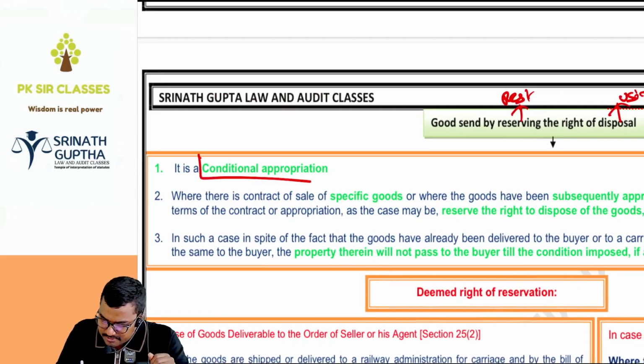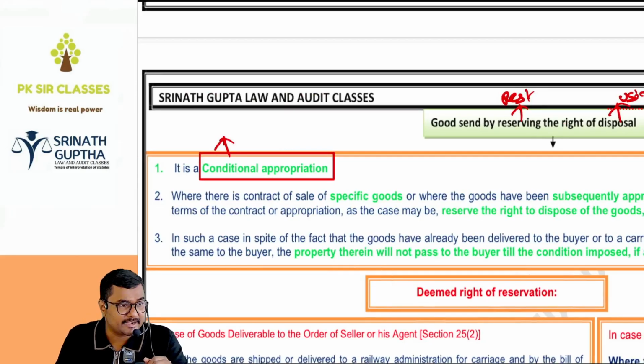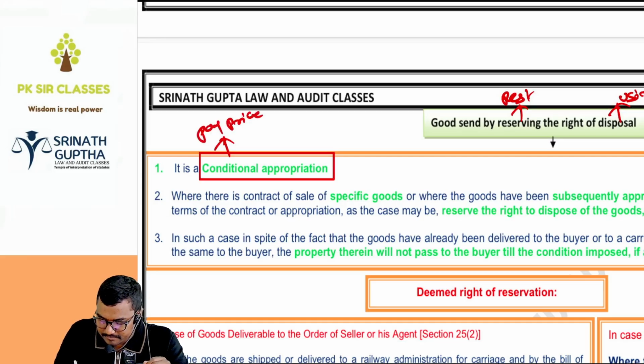Which appropriation? Conditional. What is the condition generally? Pay the price. Then only I will allow you to use it. Otherwise, I will not allow you to use it. Otherwise, I will not transfer the ownership.